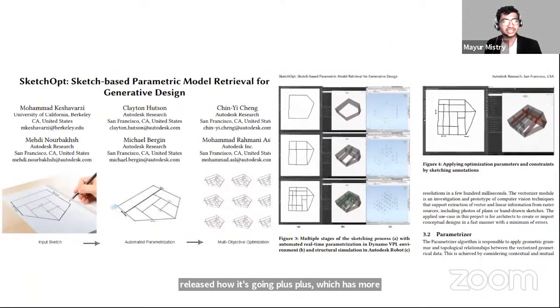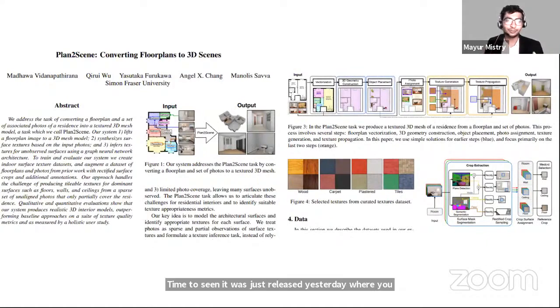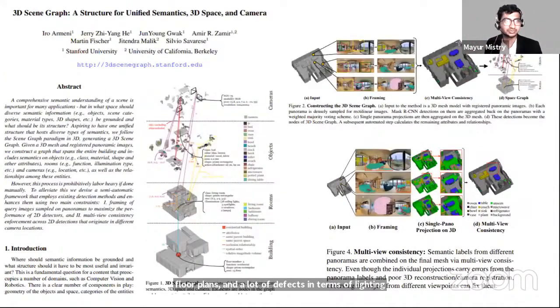Another good paper is Sketch to optimization. It takes sketches, makes a BIM model out of it, and then you can perform multi-objective optimization. Plan to scene was just released yesterday, where you could take a floor plan and make a 3D model out of it. It's also coupled with images in the floor plans, and a lot of defects in terms of lighting have been eradicated within the model architecture.